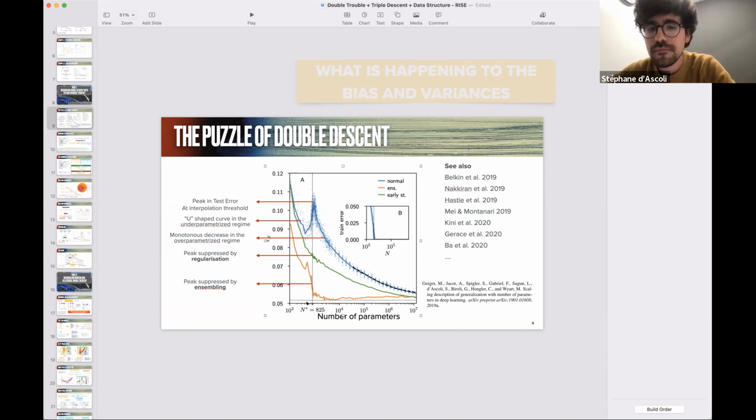So the interpolation threshold is P equal to N, right? It's P of order N. In neural networks, it's a bit more complicated because it's not exact, and it depends on your activation function. But basically it's always at P equal to a constant times N, where the constant isn't too far away from 1. But you can see it very easily by just seeing when your training error goes to 0.